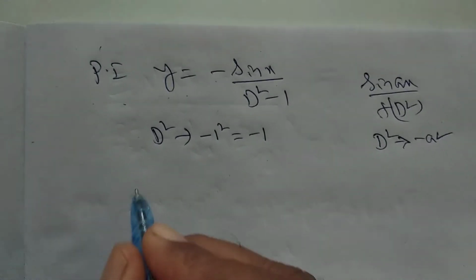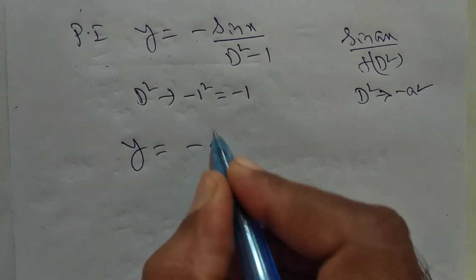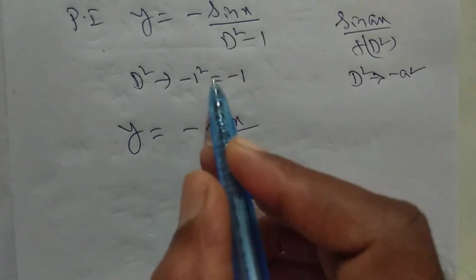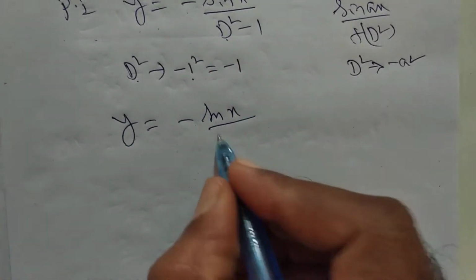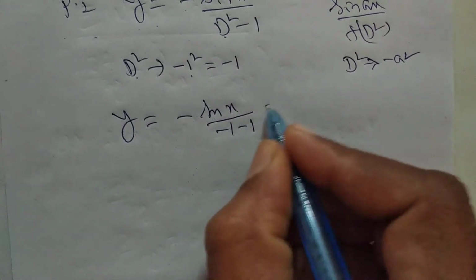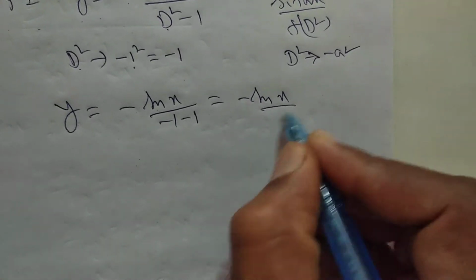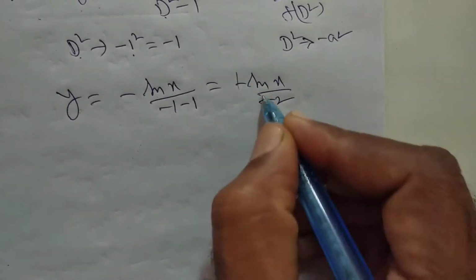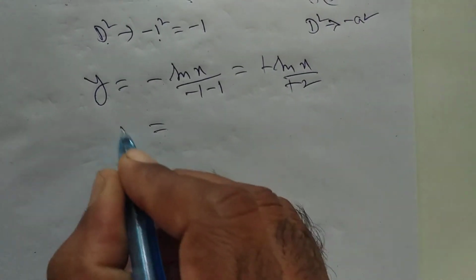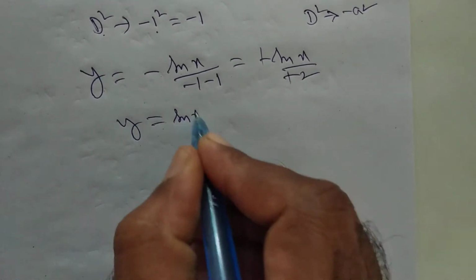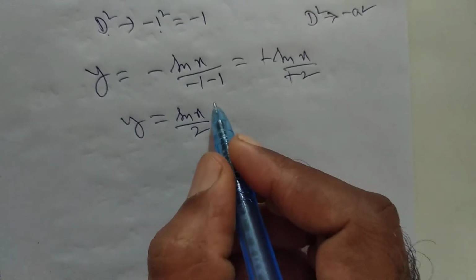So substitute here: y is equal to minus sin x, replace D square by minus a square, that is minus 1, and here one more minus 1. So minus sin x divided by minus 2, minus minus becomes plus. So then this becomes sin x by 2. This is the particular integral.